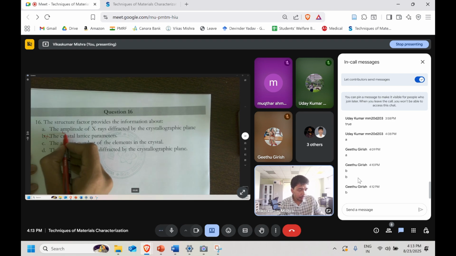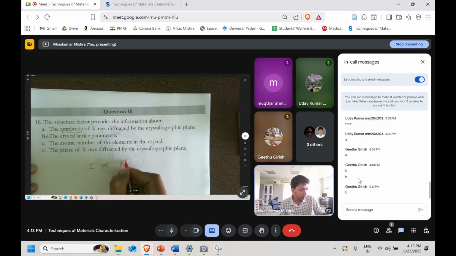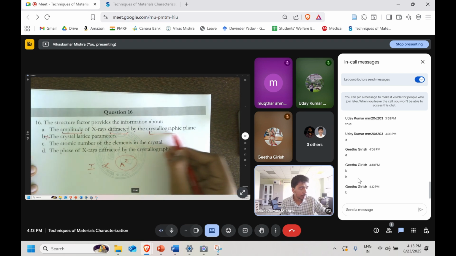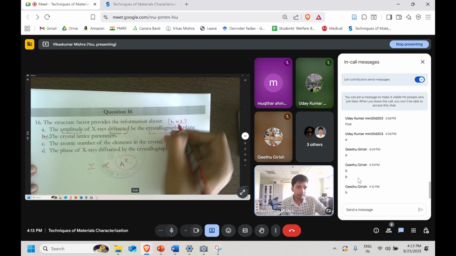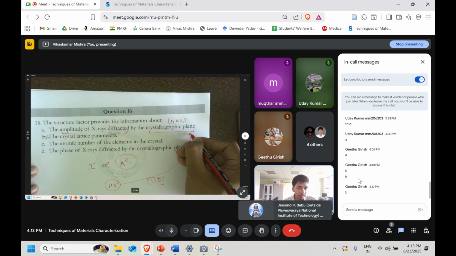It talks about the amplitude. We always say the intensity is directly proportional to the amplitude square, right? We always say that in the wave case. So the amplitude of the X-ray is the intensity of the X-ray diffracted by the crystallographic plane HKL. For example, in FCC, 110 will satisfy. No, sorry, 111 will be there. It will satisfy for this particular plane.